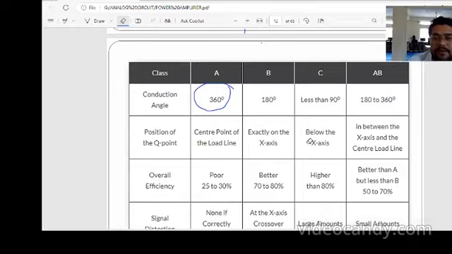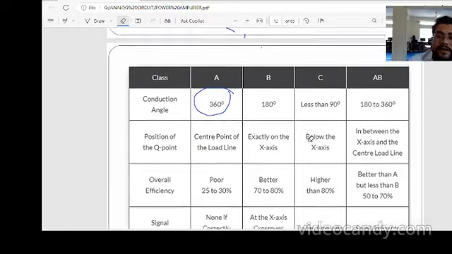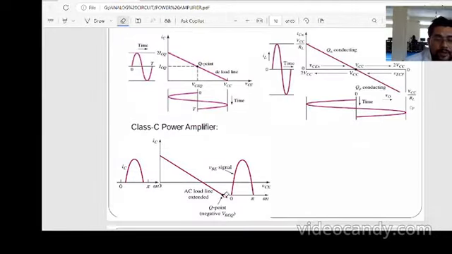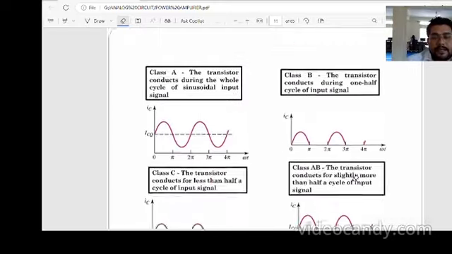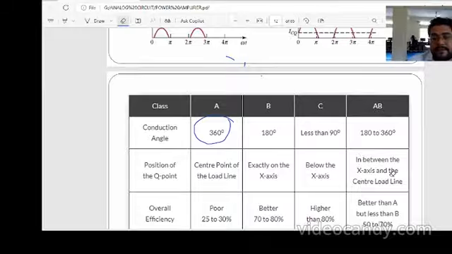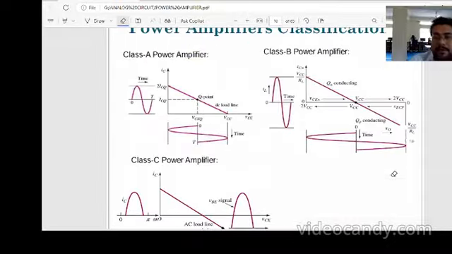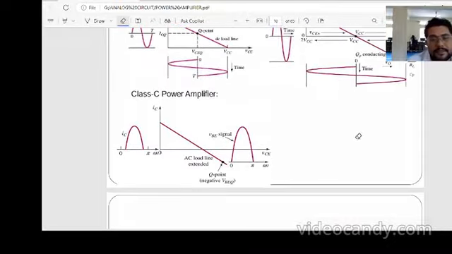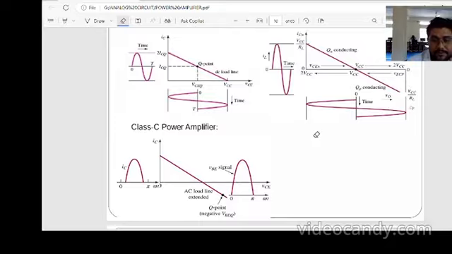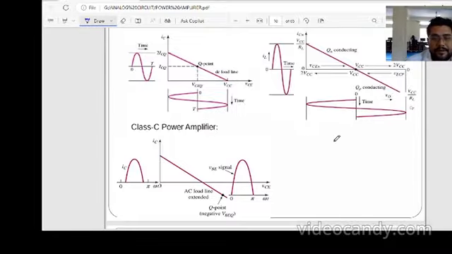Next we will see below the x-axis. It moves towards below the x-axis, and this quiescent point in the negative region is class C. So they will ask about the class C amplifier. Then there is the region between the x-axis and the center of the load line, which is class AB. Class AB is not drawn here, so suppose we draw it between the center point and the x-axis.